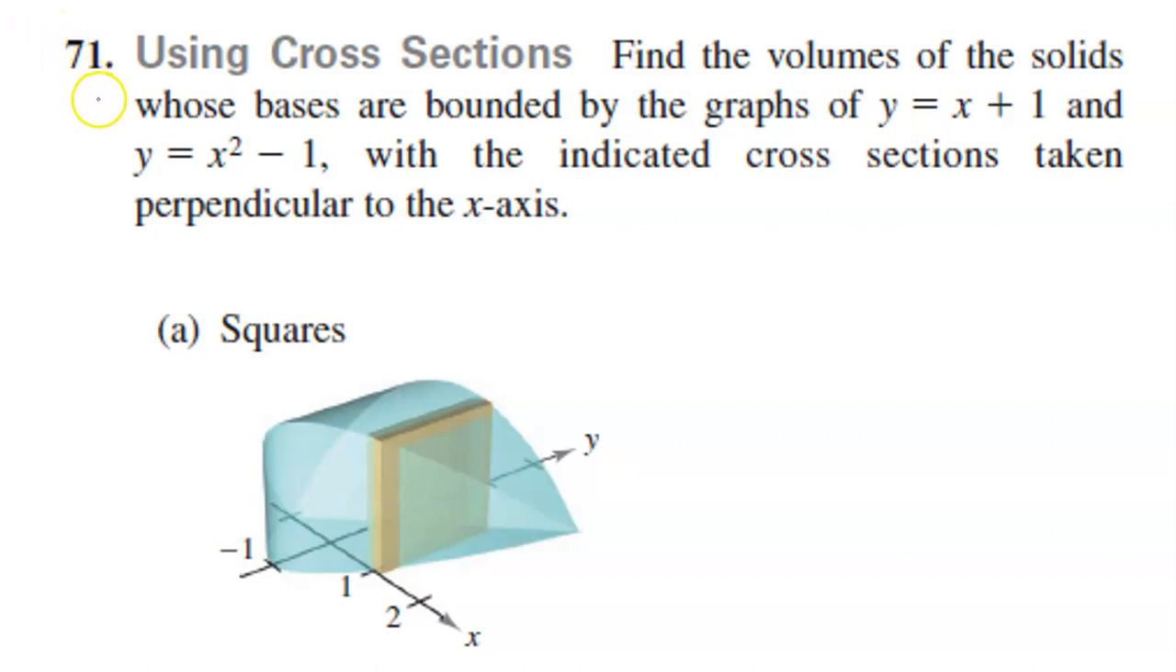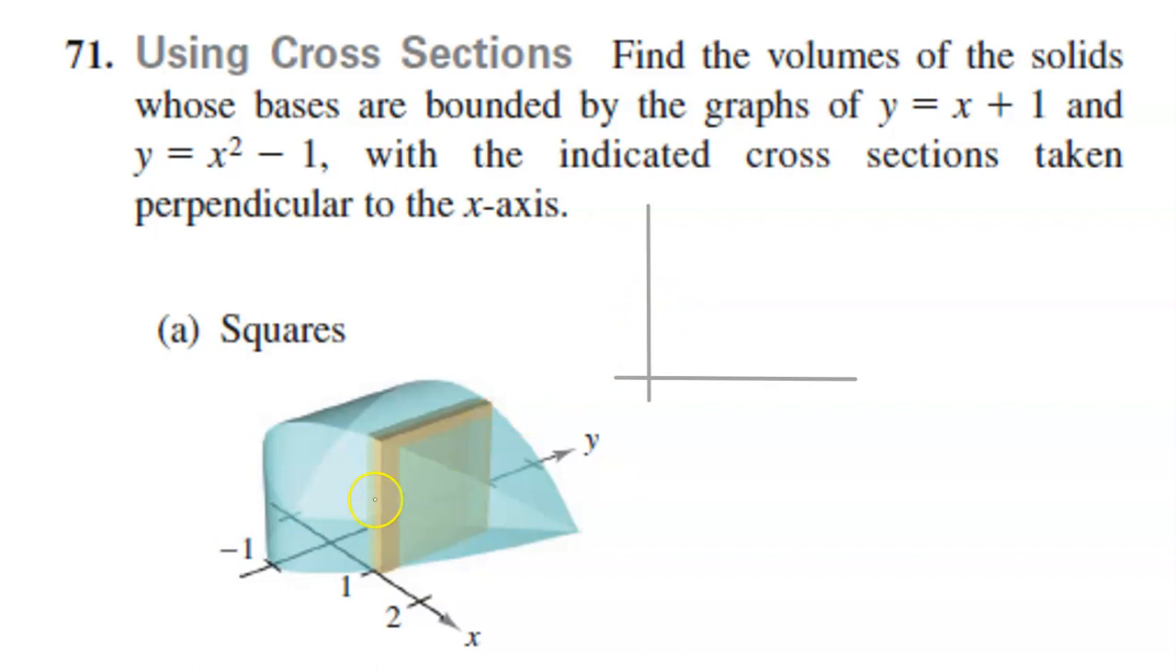In this video, I will show you how to calculate the volume using cross-sections. Find the volumes of the solids whose bases are bounded by the graphs of y equals x plus 1 and y equals x squared minus 1, with the indicated cross-sections taken perpendicular to the x-axis. For part A, the cross-sections will be squares.